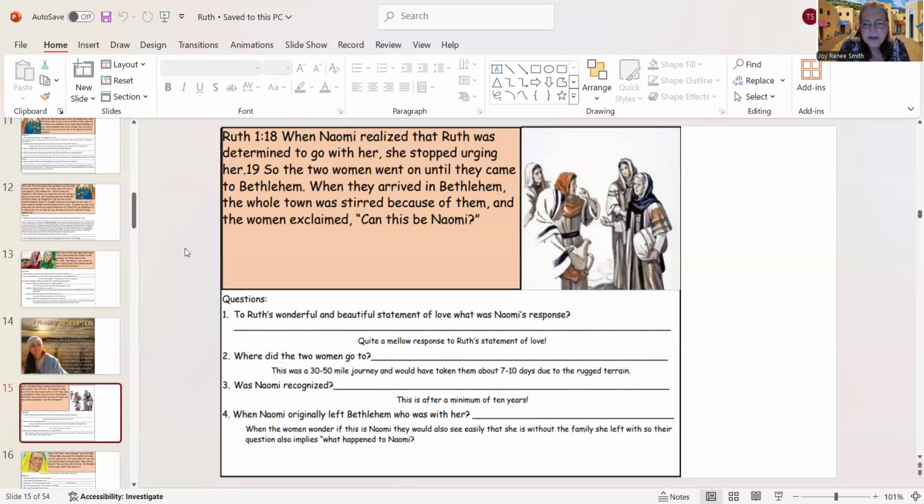Was Naomi recognized? Yes, she was. This is after a minimum of 10 years. When Naomi originally left Bethlehem, who was with her? Her husband and her two sons. When the women wonder if this is Naomi, they would also see easily that she is without the family she left with. So their question also implies, what happened to Naomi?